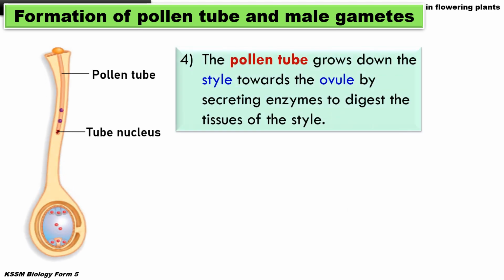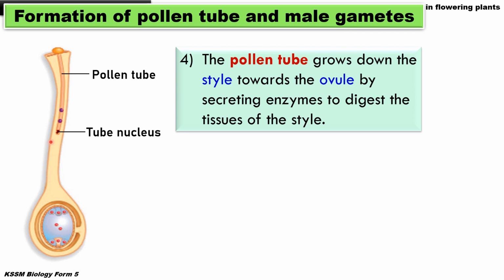So, this pollen tube, the earlier picture, you don't need to draw again. Just use the picture you drew earlier. This pollen tube will grow down the style towards the ovule. And how can it go down? Because it secretes enzyme. So this enzyme will digest the tissue in the style.